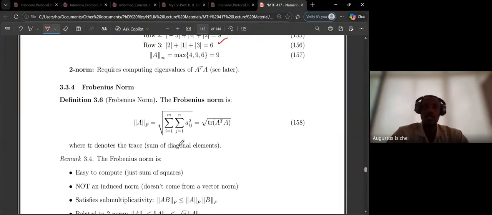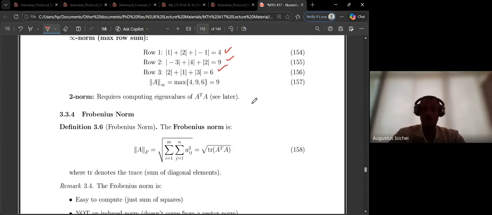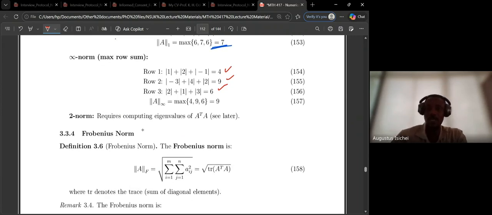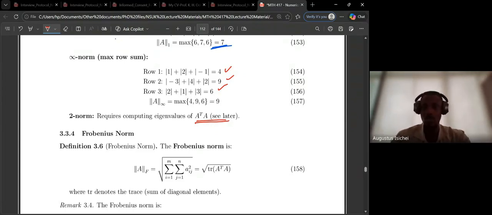So for the second norm, it requires computing eigenvalues of A transpose A. I'll give you this as an exercise. Now, on this call, let's try to compute these two. First things first, I need you all to compute A transpose times A.